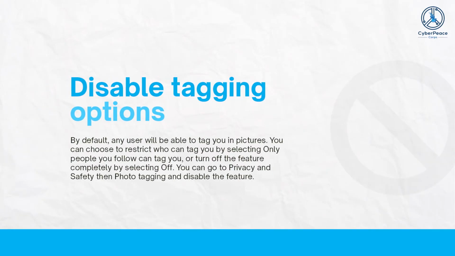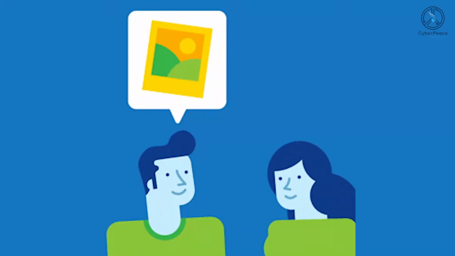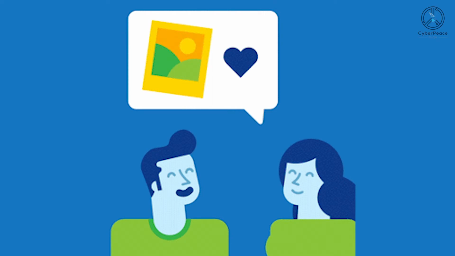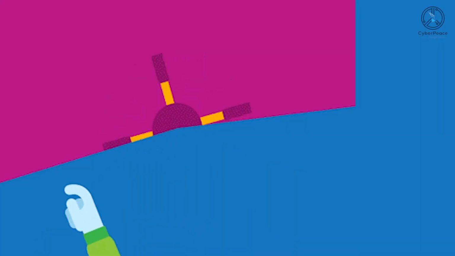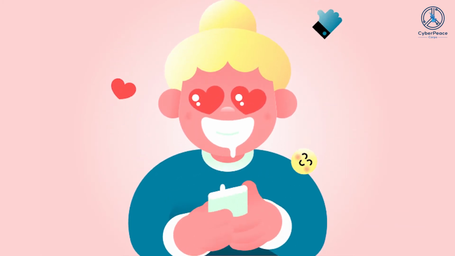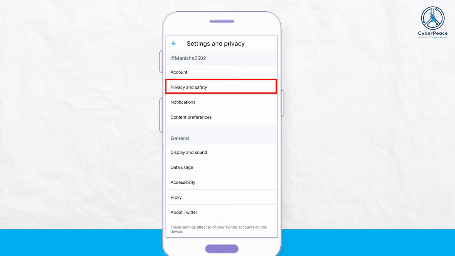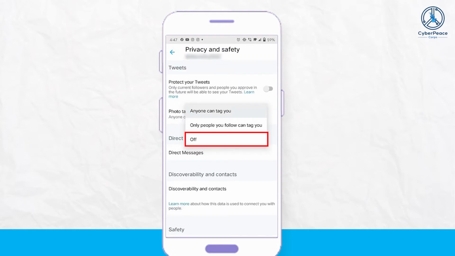Disabling tagging options. By default, any user will be able to tag you in pictures. You can choose to restrict who can tag you by selecting only people you follow can tag you, or turn off the feature completely by selecting off. You can go to Privacy and Settings, then Photo Tagging and disable the feature.